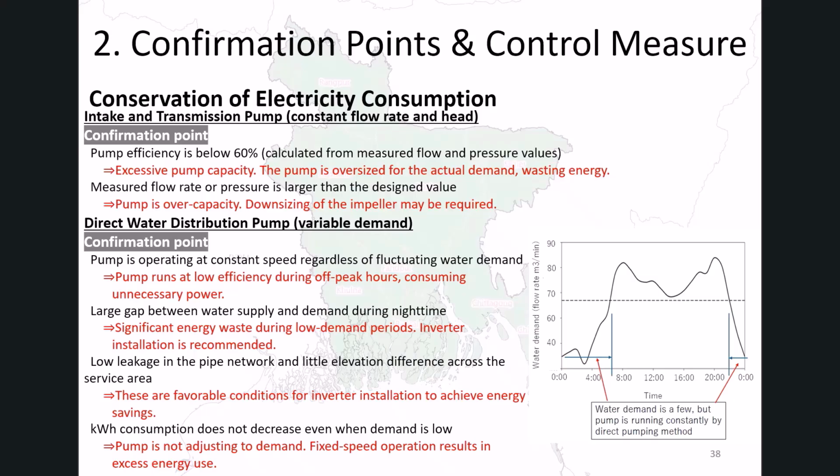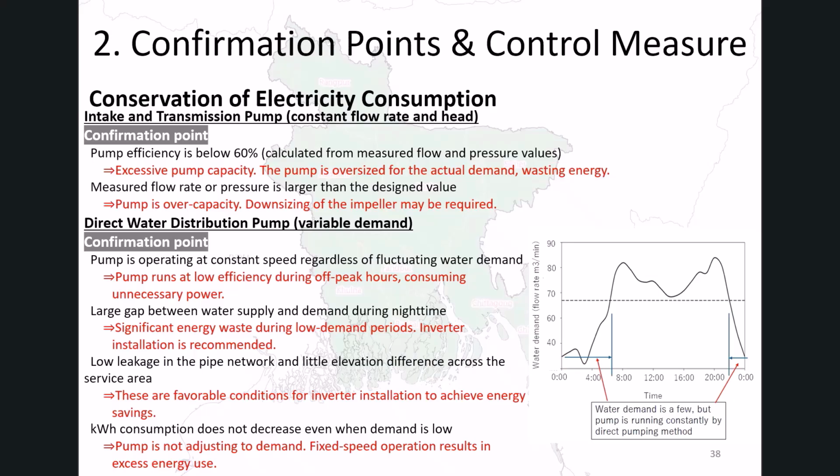If the pump efficiency is below 60%, or if the measured flow rate or pressure is higher than the designed value, this is a strong sign that the pump is over capacity and is consuming more energy than necessary.